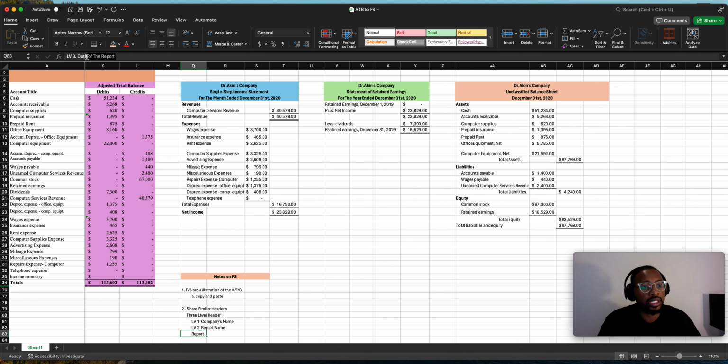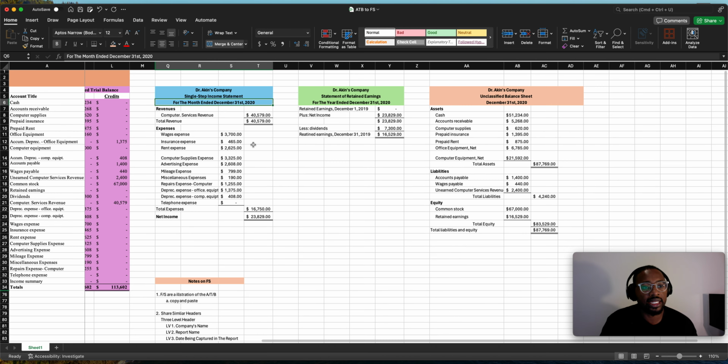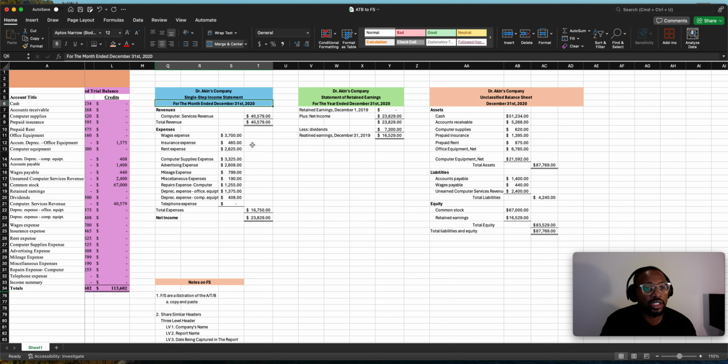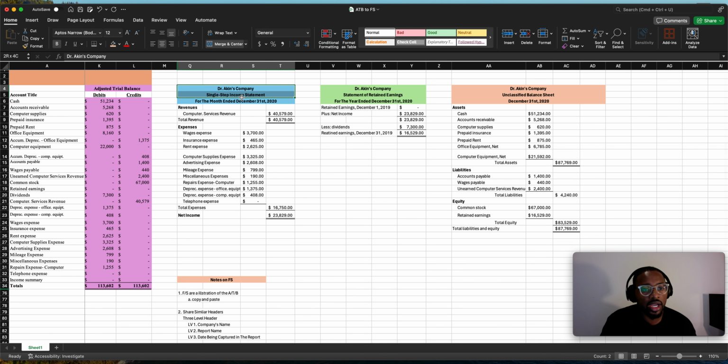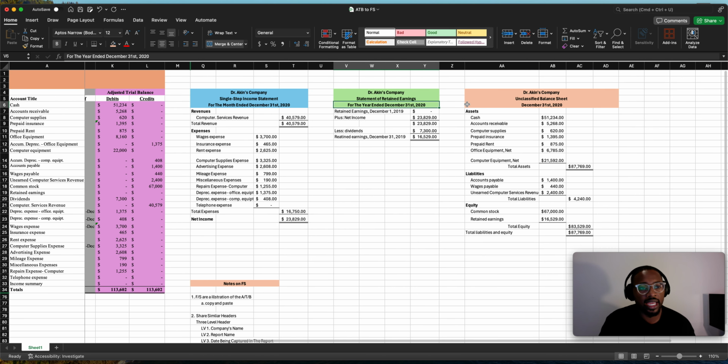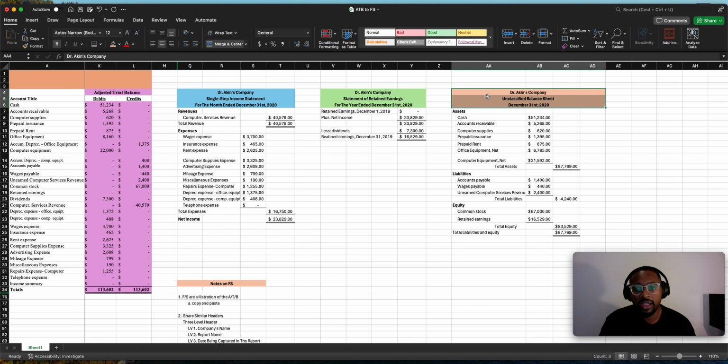I guess that's not really a good way to say it. I would say the date being captured in the report. That's more wordy, but it's more accurate. So the date that is being captured is for the month of December. Okay, so that's your three-level header. That's going to cut across every single statement. Dr. Atkins, level one, statement of retained earnings. Level two, level three, these are the dates it is capturing. Same thing for the balance sheet. Okay, level one, level two, level three. So you ought to know that.